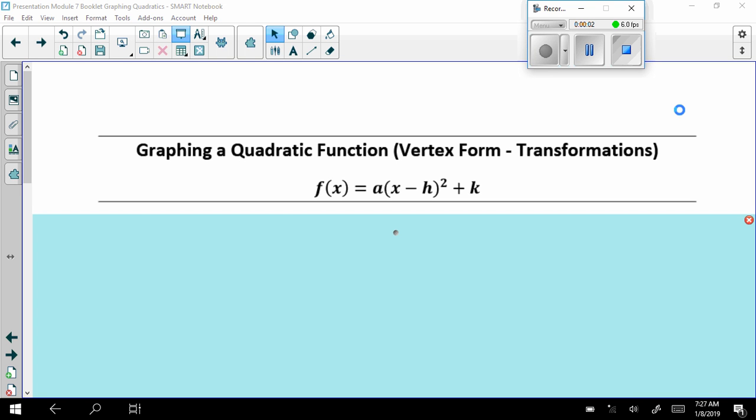In this video, we are going to talk about graphing a quadratic function that is in vertex form, and we're going to talk about those transformations that we did in the exploration from earlier. Now, our general form of the vertex form is a times (x minus h) squared plus k. Remember, the squared is what makes it a quadratic, so the graph will be a parabola. And we're going to talk about what the values of a, h, and k are.